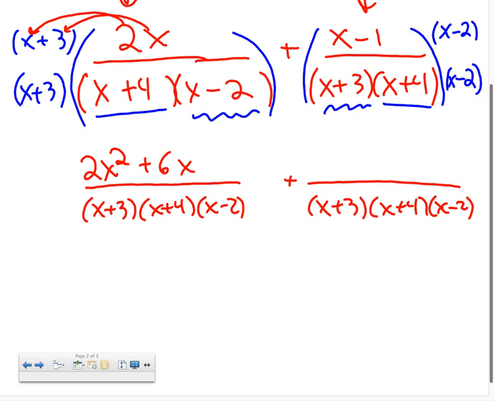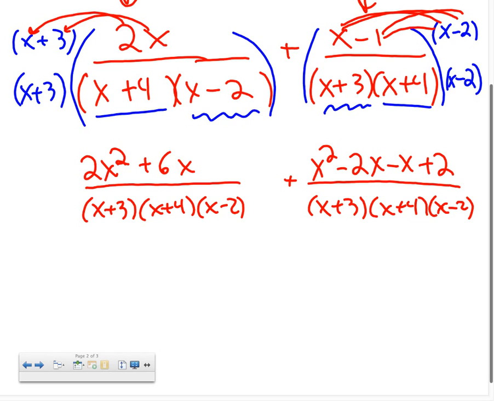So that 2x gets multiplied to both the terms of the binomial. Same thing for the second fraction. I'm going to take the x times the x, and I get x squared. I'm going to take the x times the negative 2 and get negative 2x. I'm going to take the negative 1 times the x and get negative x. I'm going to take the negative 1 times the negative 2 and get positive 2. So everything in the first binomial gets multiplied to everything in the second binomial when I'm doing this.